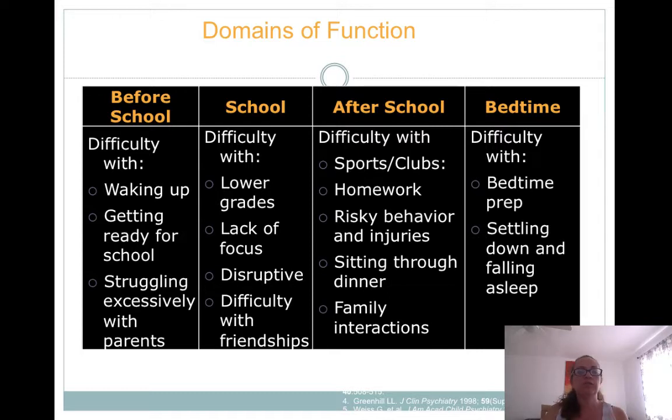So these are the areas there could be difficulties with. So if you were assessing a child for ADHD, you might want to ask them or their parents about what is their before school routine. Do they have a hard time waking up? Do they get themselves up? When they get ready for school, what is it like? Are there fights in the morning? In school, how are their grades? How's their focus? How's their friendships? After school, sports, clubs, homework, risky behavior.